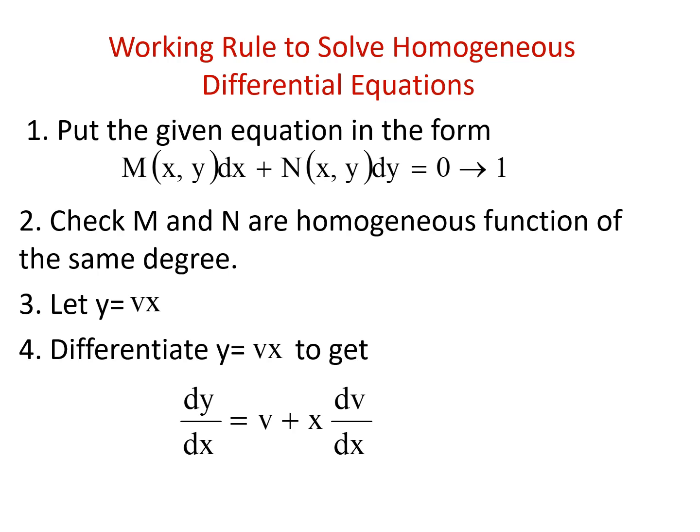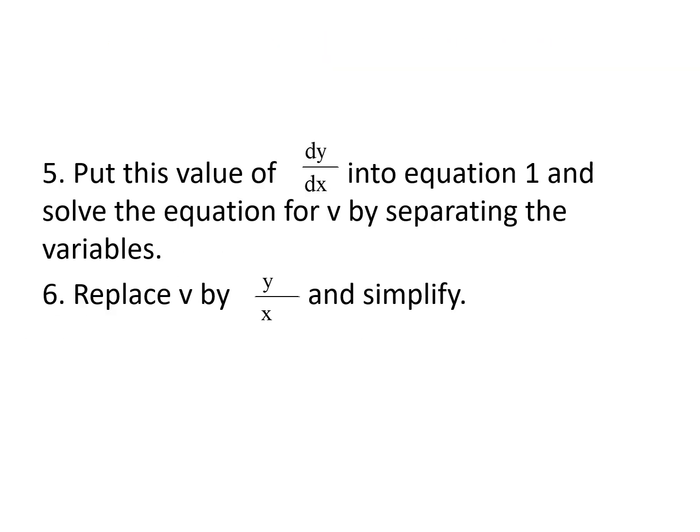Differentiate y equals vx to get dy/dx equals, applying the uv derivative for the right side part, the uv derivative formula is u into v dash plus v into u dash. Using that formula, we got v plus x into dv/dx. Fifth point, put this value of dy/dx into equation 1 and solve the equation for v by separating the variables. Sixth point is replace v by y/x and then simplify.